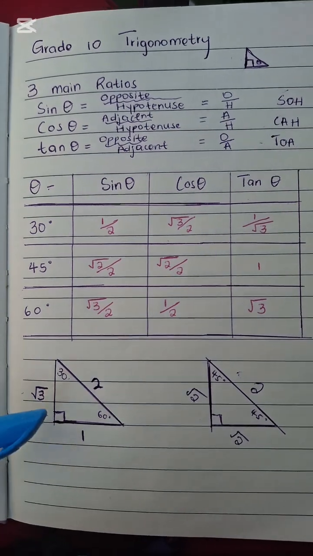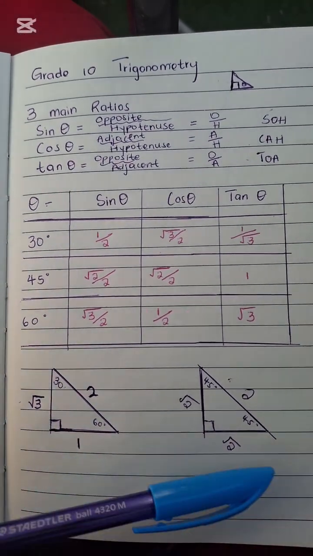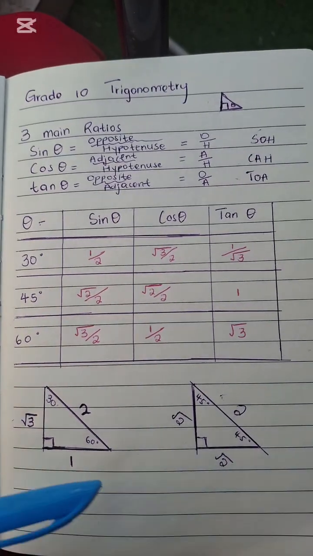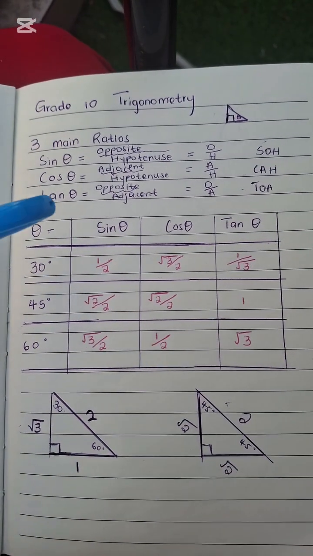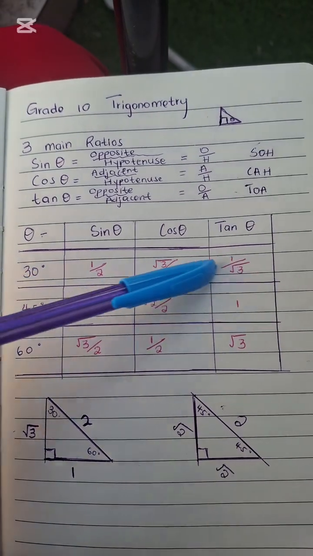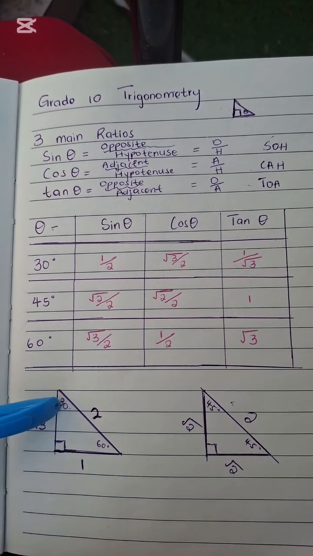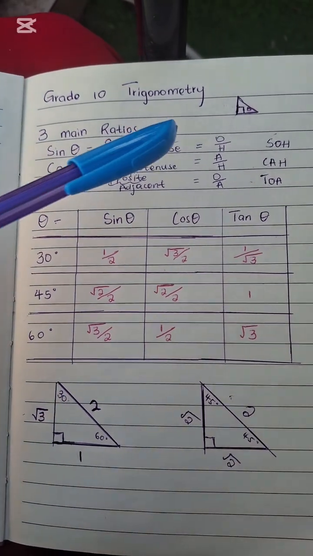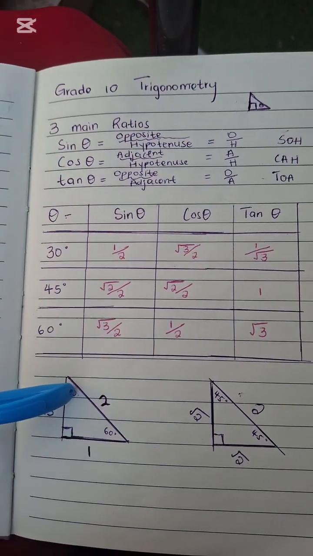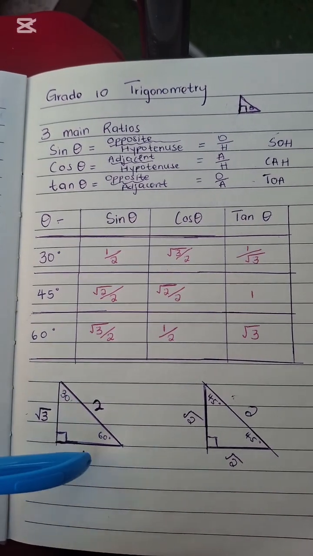Let's look at our triangles. These are the two right angle triangles that are used in trigonometry always. Sine theta, let's say these are our theta angles. Let's start with just 30 degrees. Sine 30 degrees, this is our 30 degrees. Sine of it is going to be opposite over hypotenuse. Opposite of 30 degrees over hypotenuse, which is 1 over 2.